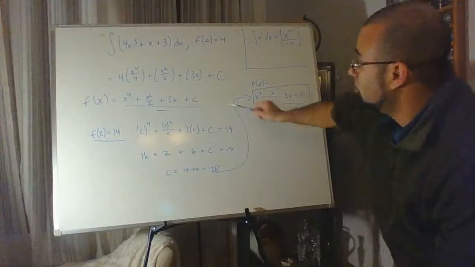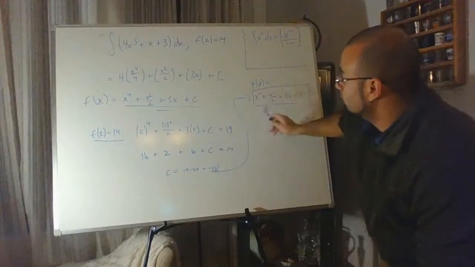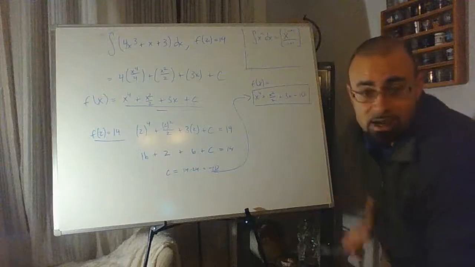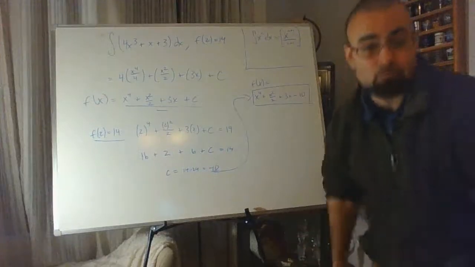Then plug that in over here. Take that function and plug in -10 for c, and you get x to the 4th plus x squared over 2 plus 3x minus 10, and that's the final answer.